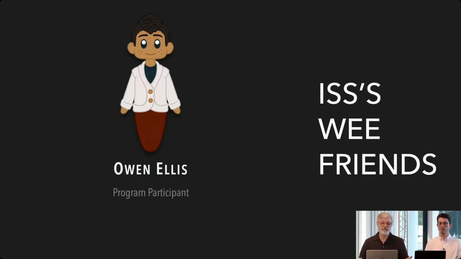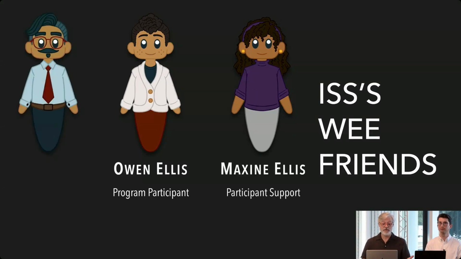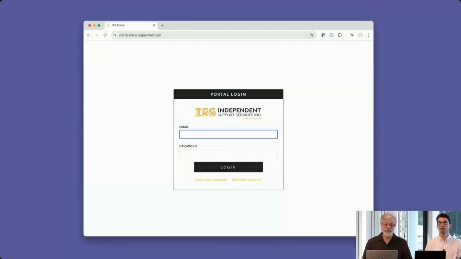So, as a participant in the self-direction program, we have Owen here. Owen has the luxury and the responsibility of hiring his own support staff. Owen works with his mother, Maxine, to help manage those supports and services. And prior to Portal Forms, Maxine had to email or call ISS whenever she wanted a change in staffing. Let's see how this works now.